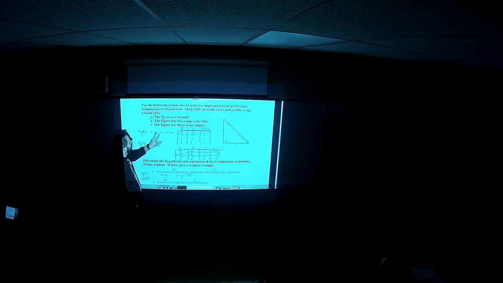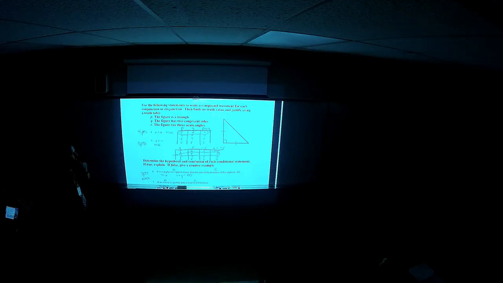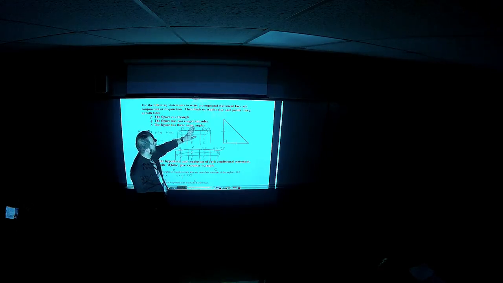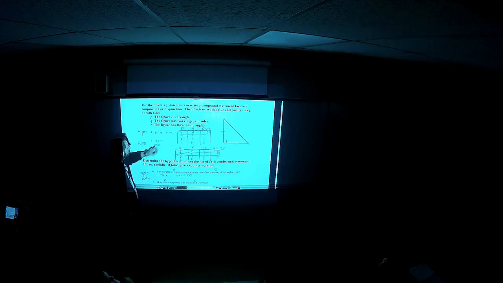For this to be a true statement, like I said, these both have to be true. The figure is a triangle. Yeah. And this figure has two congruent sides. Yes, it does, because that was the picture I showed you. And then for Q, the figure has two congruent sides. Yes. And then this is the word or, not R. So the figure does not have three acute angles, and that is also a true statement, because it doesn't have three acute angles, there's one that's not.